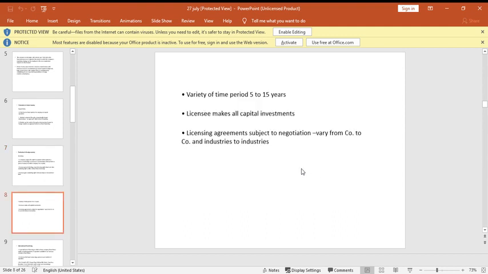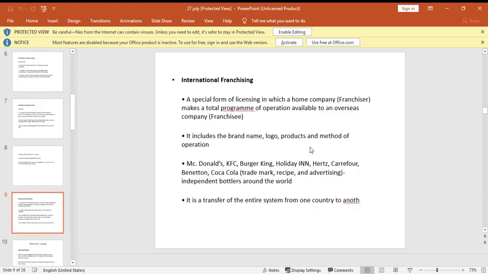The time period varies, typically 5 to 15 years. The licensee makes all capital investments. License agreements are subject to negotiation and vary from company to company and industry to industry.